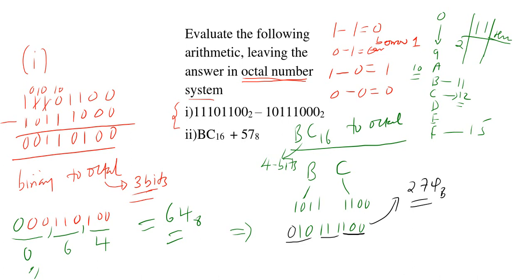So we take 274, we add 57. So this is octal addition. In octal addition, any number which is above 8 you have to carry, and also if the sum is 8, we also have to carry 1. So always you carry 1.